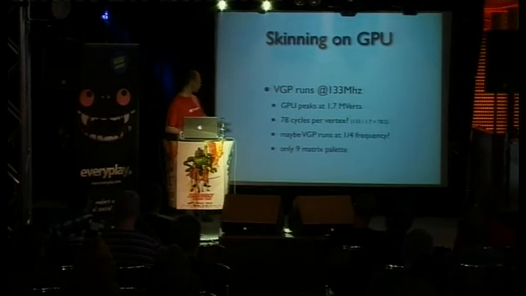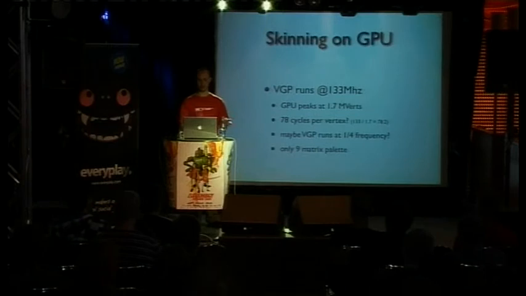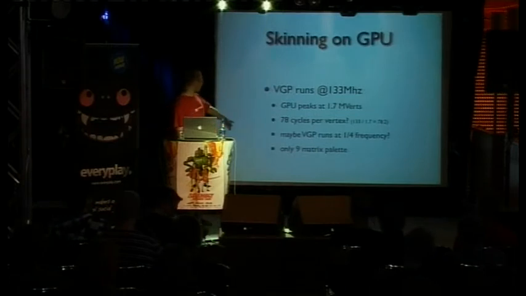I don't know, maybe the VGP is running at a lower frequency. Maybe it's actually very generic shaders which are used inside the driver, and maybe that's why it takes so long. But I don't know. And you can use only 9 matrix palettes for skinning on GPU.